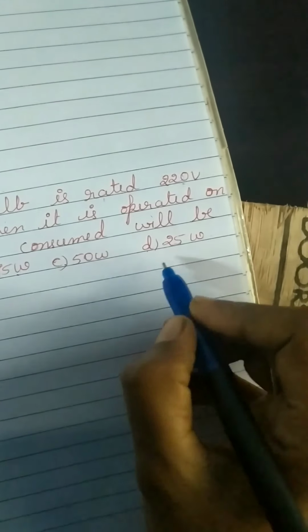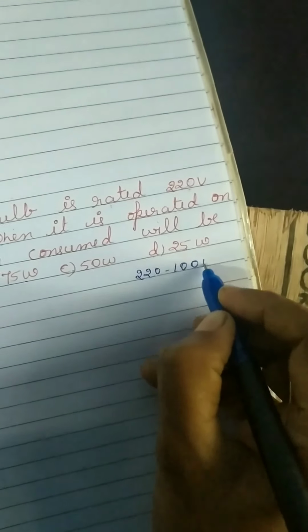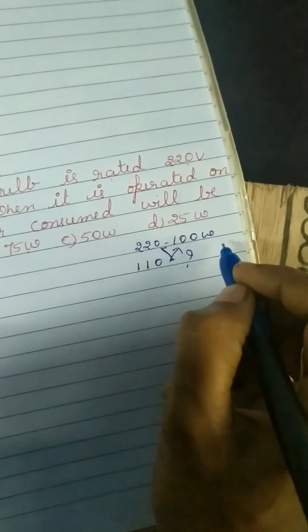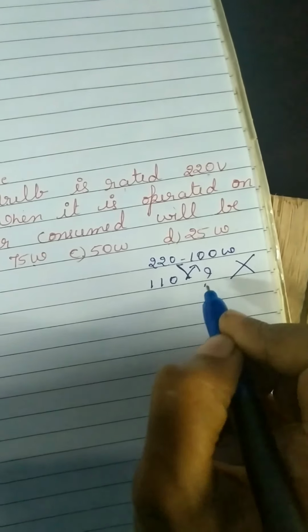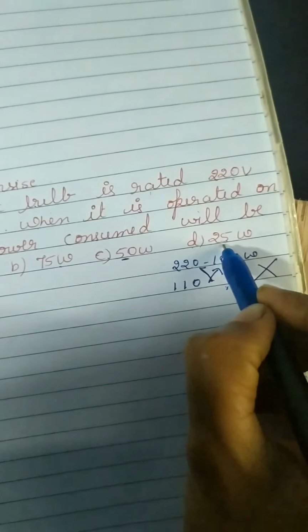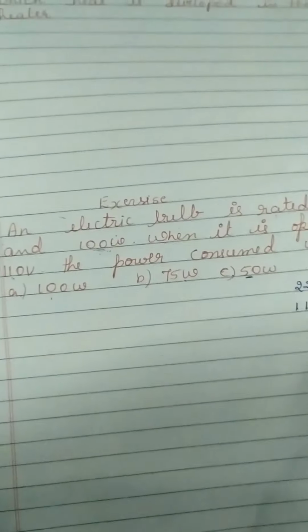See here, most of the students will do this very simple method, that is, for 220 volt 100 watt, so for 110 volt, how much? Then they'll cross multiply, but this method is wrong. Okay, don't do this method. If you do, you will get 50 watt, but the actual answer is 25 watt. Okay, now we'll solve the problem.